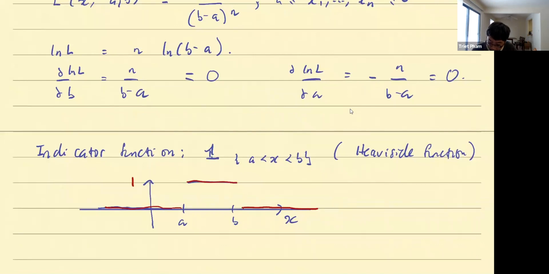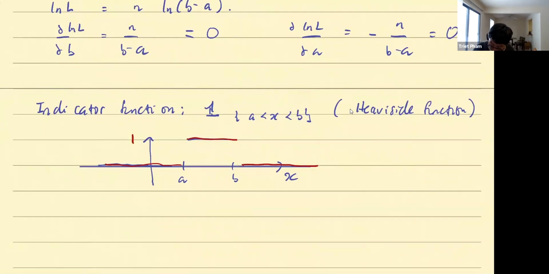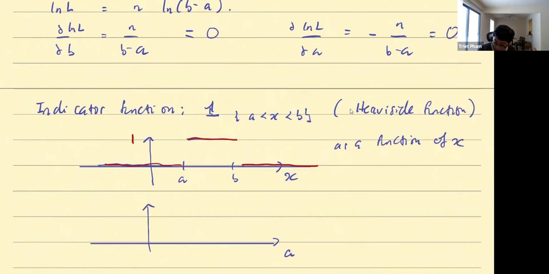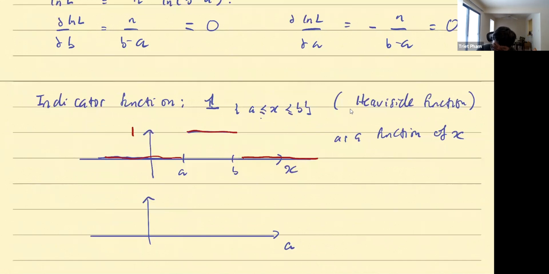Now, of course, the indicator function can be turned around to view as a function of a or b. As a function of x, this is as a function of x. As a function of a or b, let's say as a function of a, what does this indicator function do? Let's do equal here. What this indicator function does is that it's going to be 1 up to x, and then 0 otherwise.